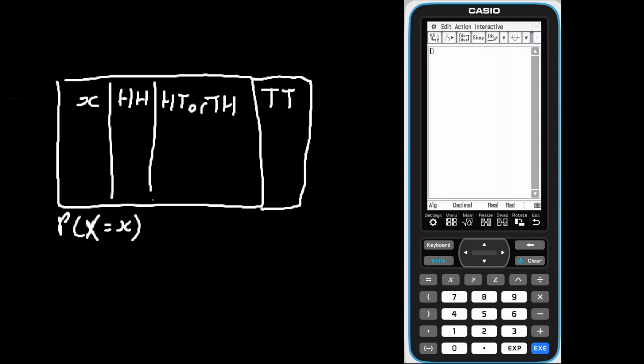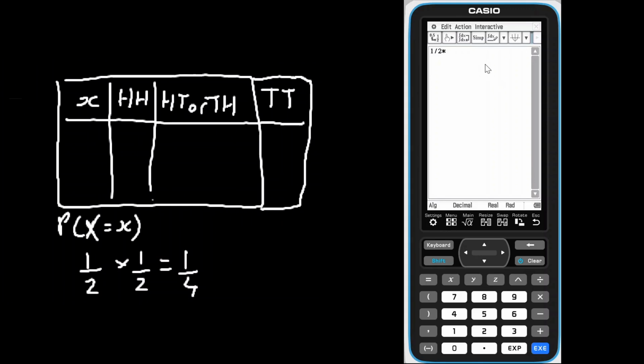So the first one's going to be nice and easy. If we think about it, the chance is going to be 1/2 times 1/2, and so that is just going to be equal to 1/4. Okay, let's say you're not particularly good with math. You've got this thing called a calculator because it is a calculator assumed section. So what we can do is say 1 divided by 2 times 1 divided by 2, and then that'll give us this answer here.